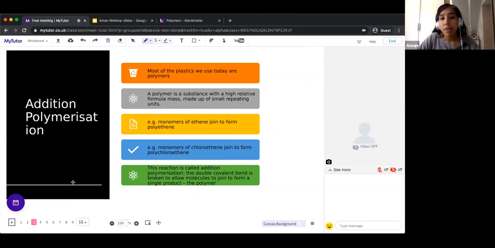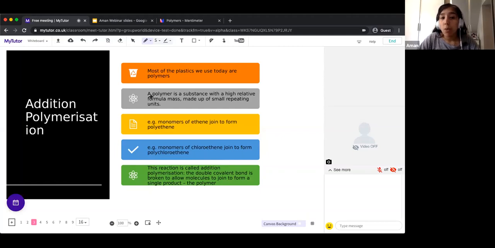And when I went over this on Monday, the way I decided to describe it to you was that most of the plastics that we use today are polymers. So if you think about carrier bags, if you think about cling film, chopping boards that are plastic, all of these tend to be made from plastic, and they are polymers that are used to make them. We'll go through which polymers make which plastics in a couple of slides.